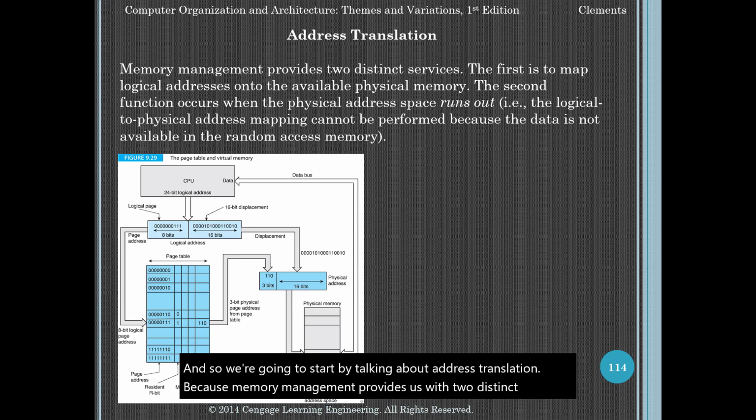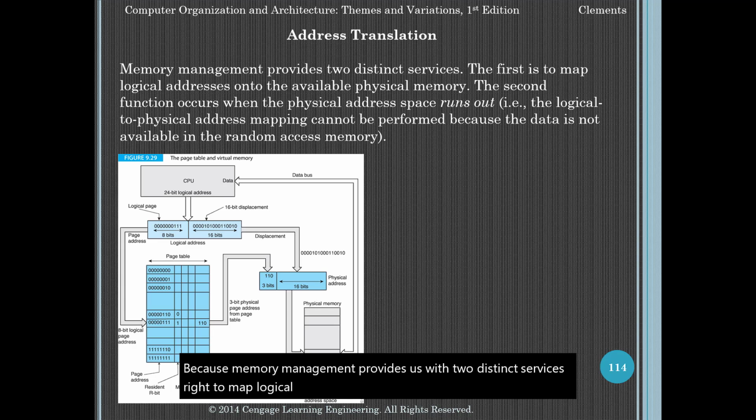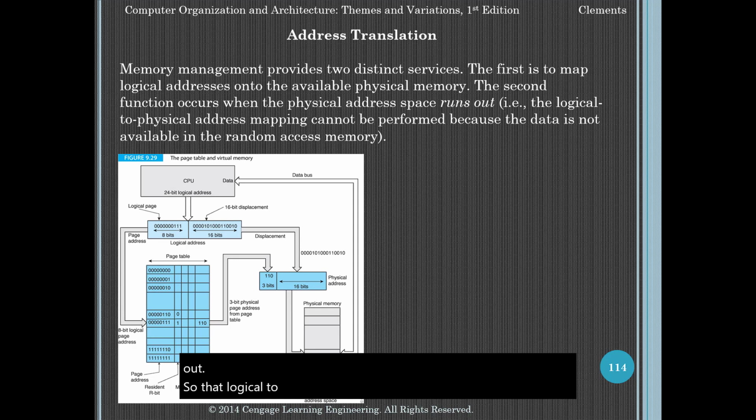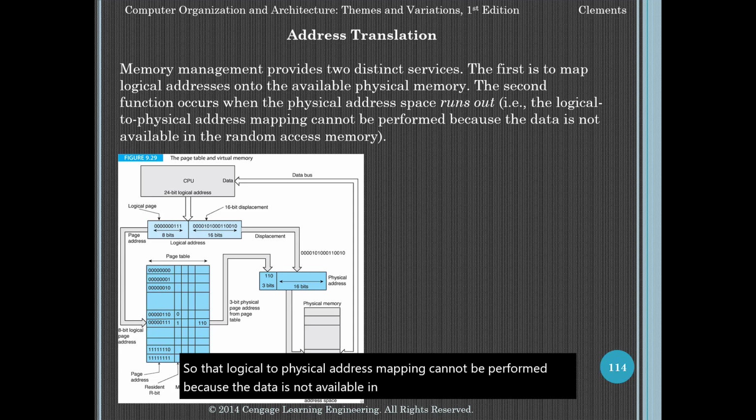right? To map logical addresses into the physical available space. And the second function occurs when the physical address space runs out. So that logical to physical address mapping cannot be performed because the data is not available in the RAM. And so if we take a look at this figure, we're looking at how a page memory system can be implemented. So remember, pages are fixed size blocks of memory that the operating system just plucks out and allocates.